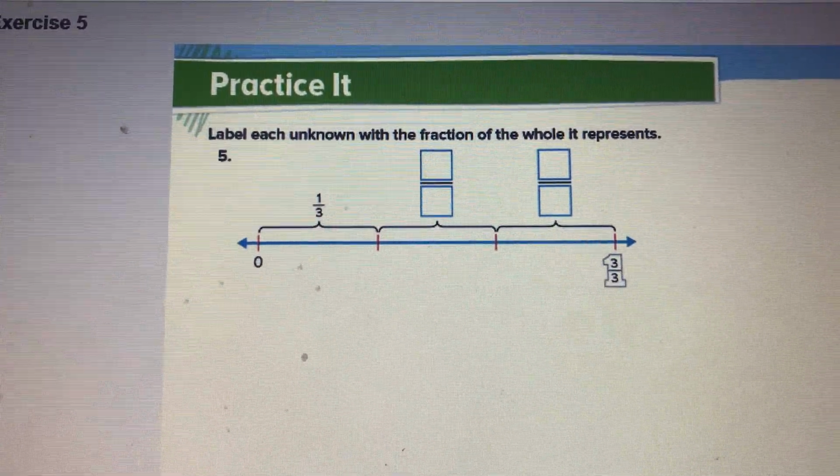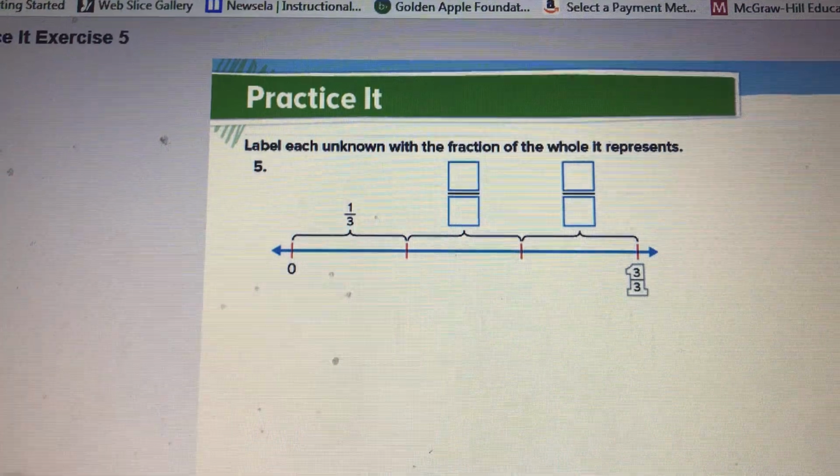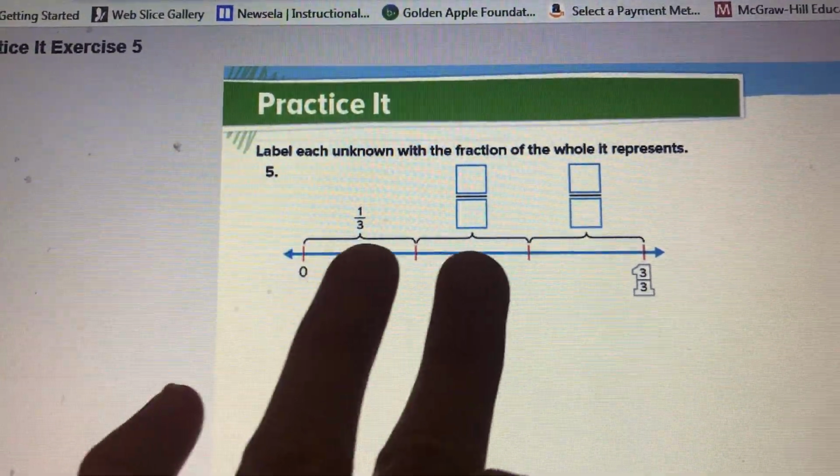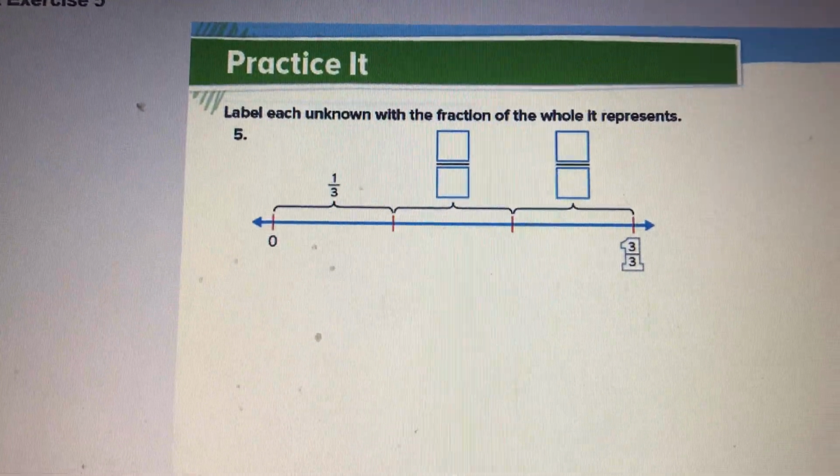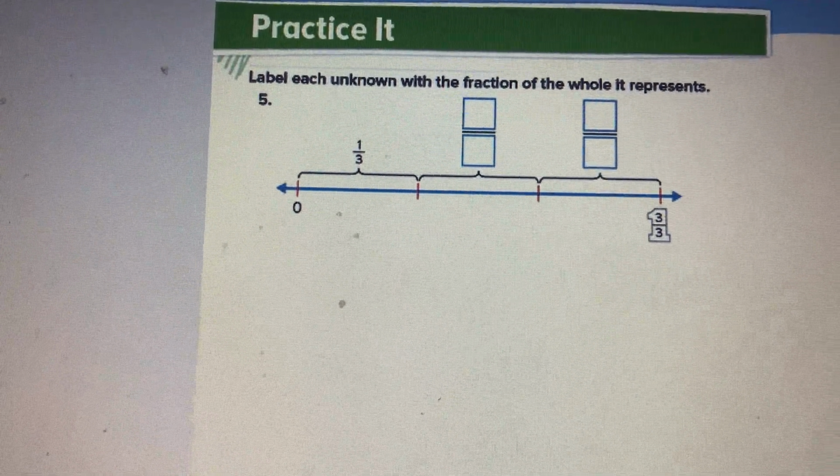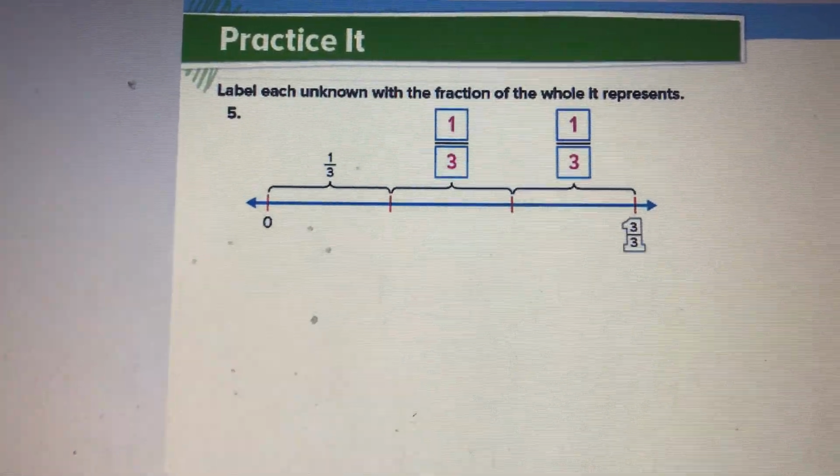Label each unknown with the fraction of the whole it represents. This is 1/3. What would this be? And what would this be? Go ahead and fill it in. See if you get it. Hopefully you did. Each one of those is 1/3.